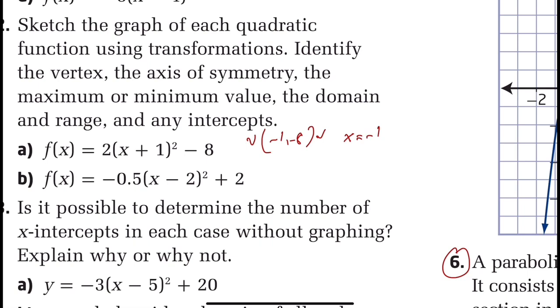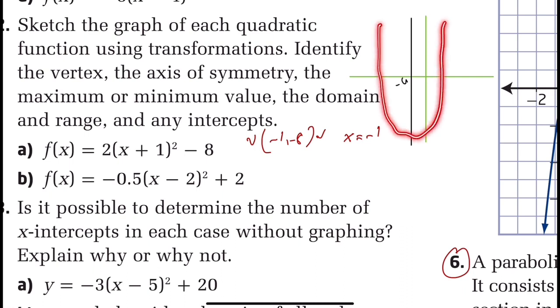Let me draw a simple example here. So this is my x and this is my y. We are talking about the axis of symmetry at minus 1, so I will go to minus 1. This is my symmetry axis. My function will be symmetric around this. So let's draw it correctly.